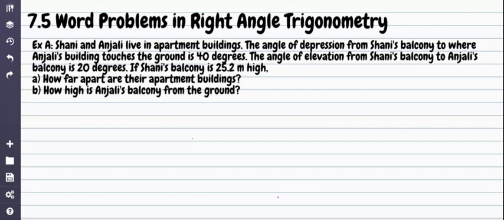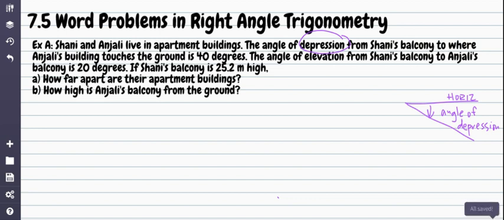Example A, Shani and Anjali live in apartment buildings. The angle of depression from Shani's balcony to where Anjali's building touches the ground is 40 degrees. Okay, so let's pause. Angle of depression, that might be a new term for you. Now the angle of depression is going to be measured off of the horizontal, and it will be going downwards, depression, downwards. So this is the angle of depression.